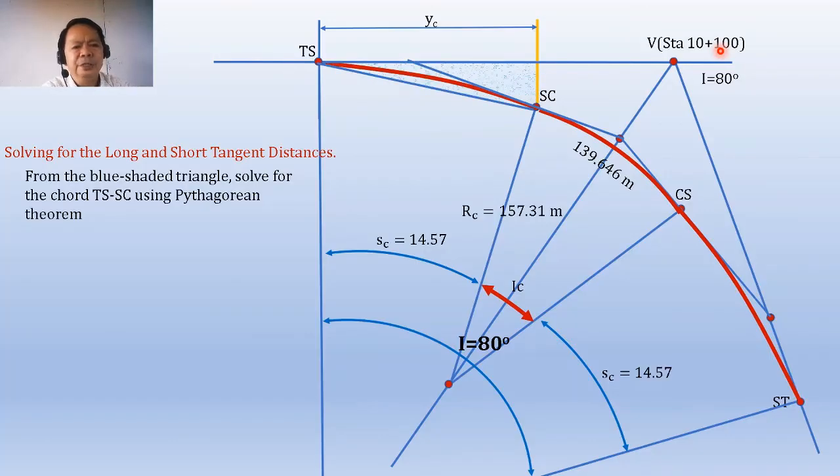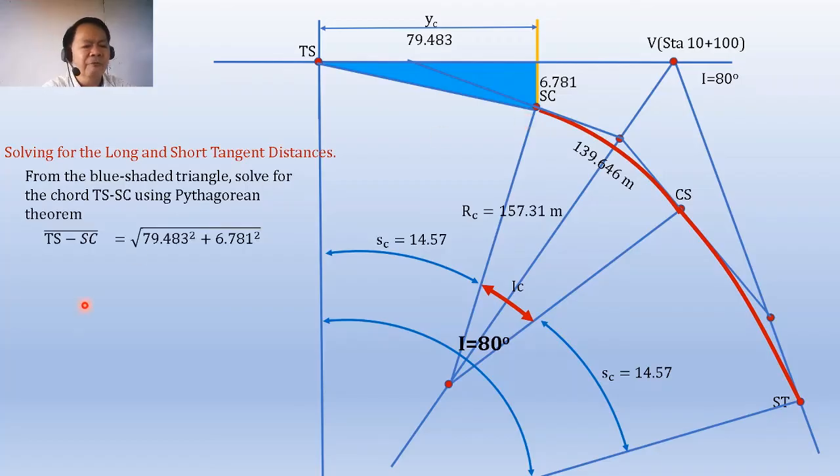So, ito yung blue shaded triangle na nakita natin na pinapakita dito. Do you see and recognize the triangle? So, in the triangle, meron tayong given sides, y sub c which is computed at 79.483 as well as the side which is computed at 6.781. Hence, in this triangle, we can compute for this distance TS to S sub C using Pythagorean theorem. It will be equal to the square root of 79.483 square plus the square of 6.781 meters. So that the distance will be equal to 79.77. This line will be equal to 79.77.